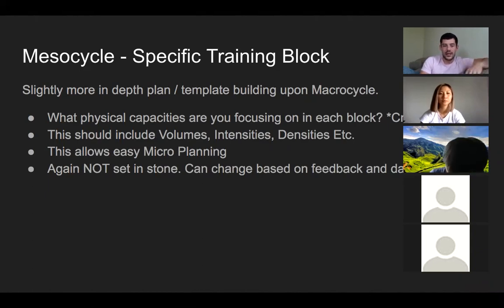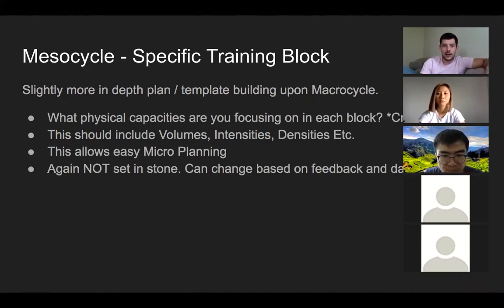In this one, you would plan a bit more specifically what you're working on. You would cover the volumes, the intensities, and the densities you're going to use. In simple terms, kind of how many reps you want to be doing, what percentages you want to be working out, and how often in the week you would be doing that.